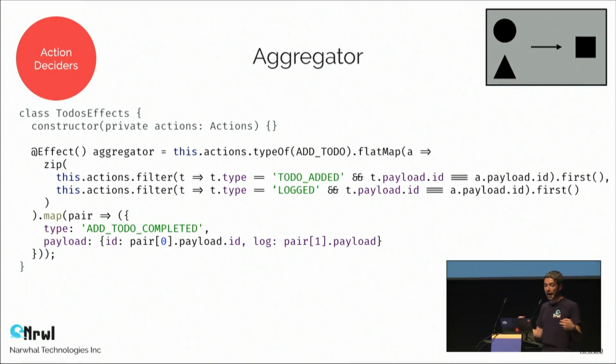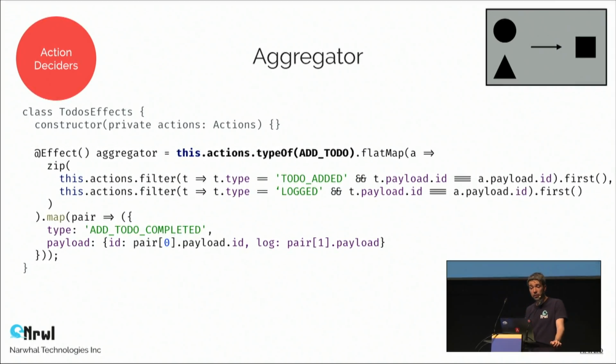And we combine them, and we use the result of this combination to create a new action, add to do completed. Okay? The aggregator is a little bit more involved, so let me walk you through it line by line. Here we assume essentially that for every add to do action, we are going to have two actions back, to do, edit, and logged.